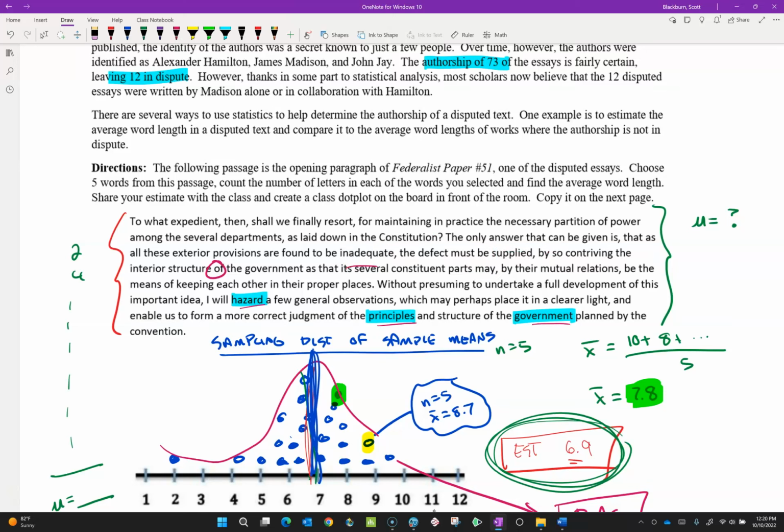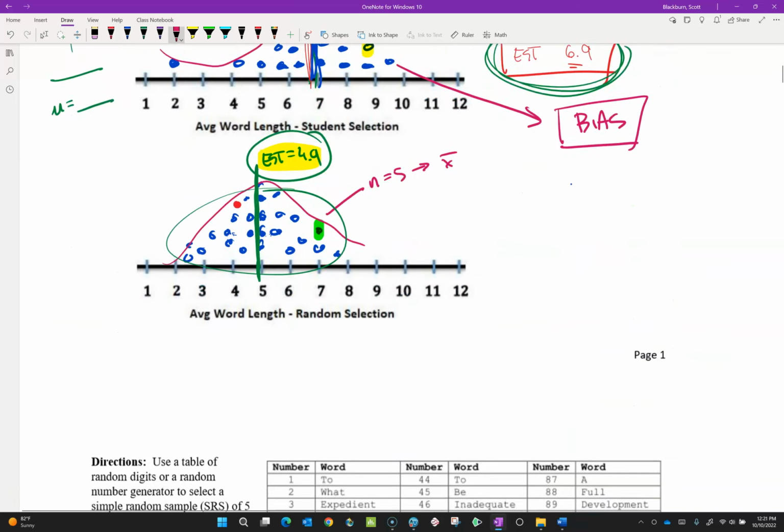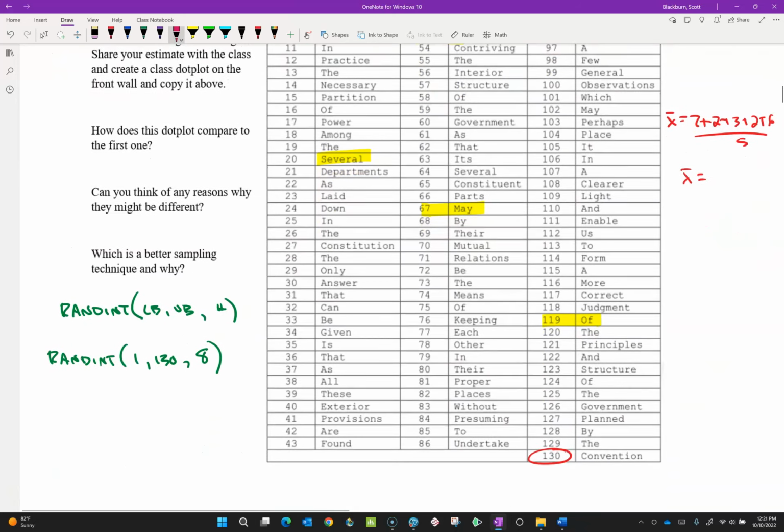Sometimes people say, well, I'm going to actually do a random process. I'm going to close my eyes and slap my pencil down, and whatever word I get, I get. But if you just slap your pencil down, you're 5 times more likely or 6 times more likely to land on the word government than to land on the word of. So that would be a biased technique as well. It's biased towards larger words.